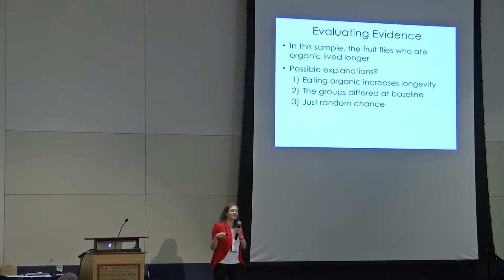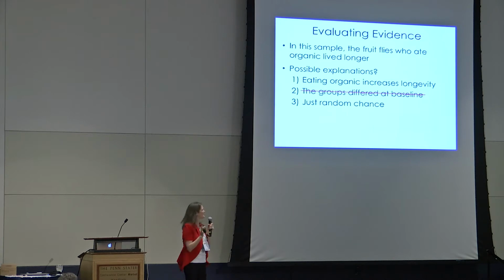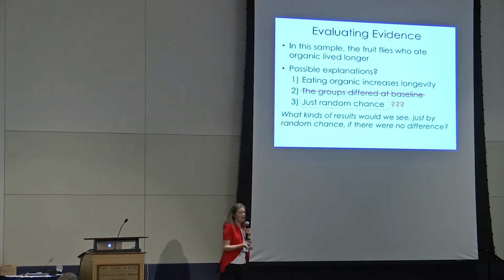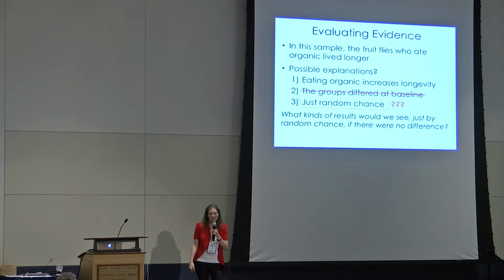Here, I already told you that they used random assignment in the study. We can go ahead and cross out groups differing at baseline. Also, they're fruit flies, so I'm not sure how different they can be, but they used random assignment just to be sure. But what about just random chance? To me, this begs the question: what kind of results would we see just by random chance if there were no difference? Organic and conventional didn't matter at all.